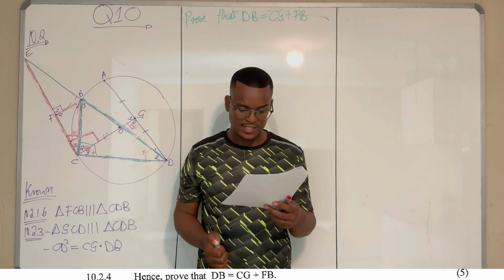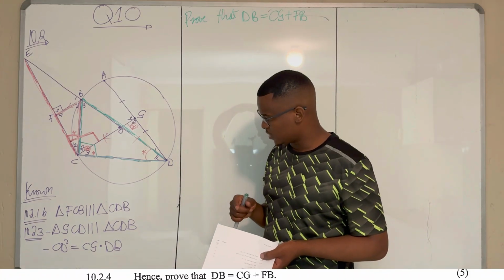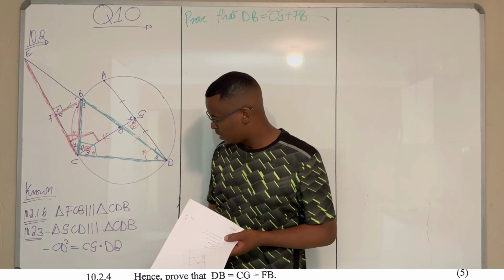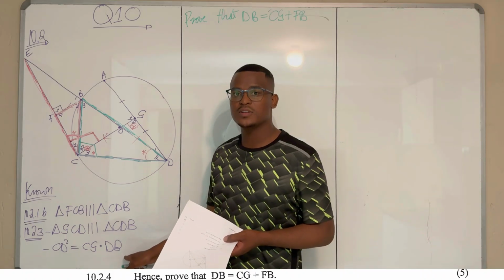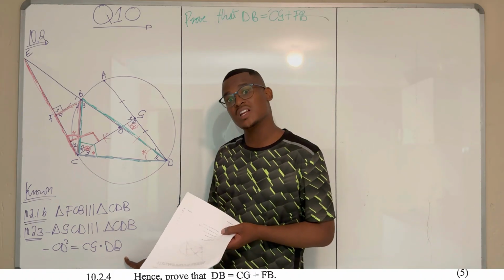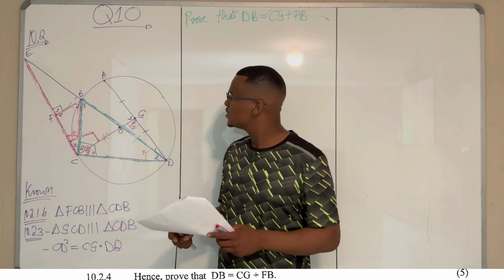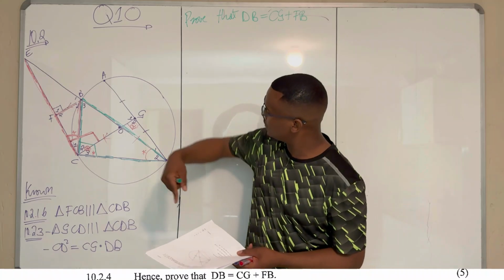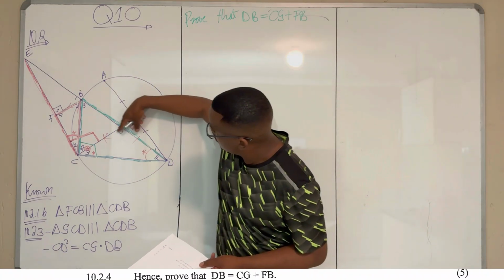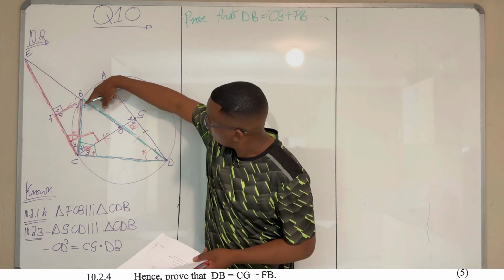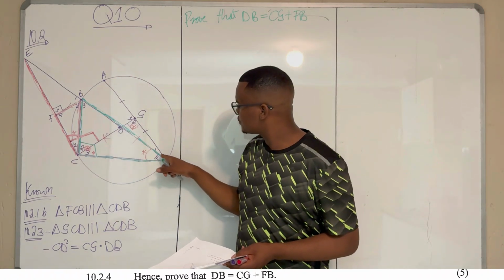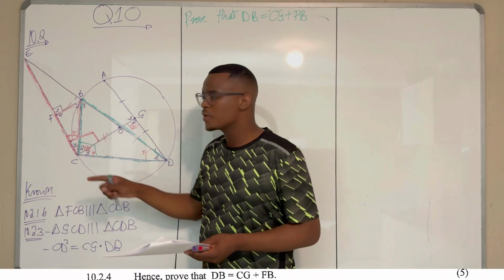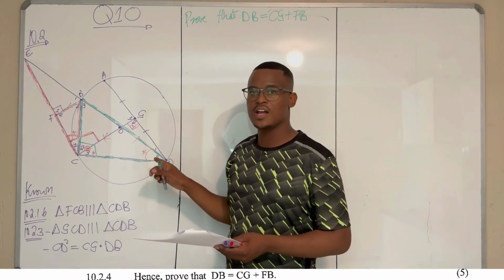So how do we go about this? Like I said on the previous question, it was easy for me to do because I know the proof of the Pythagoras theorem, which I'm still going to prove. No problem. They're saying show that DB is that. What is DB? DB is this length over here. If you look at this green triangle, you can say it's the hypotenuse of this green triangle.